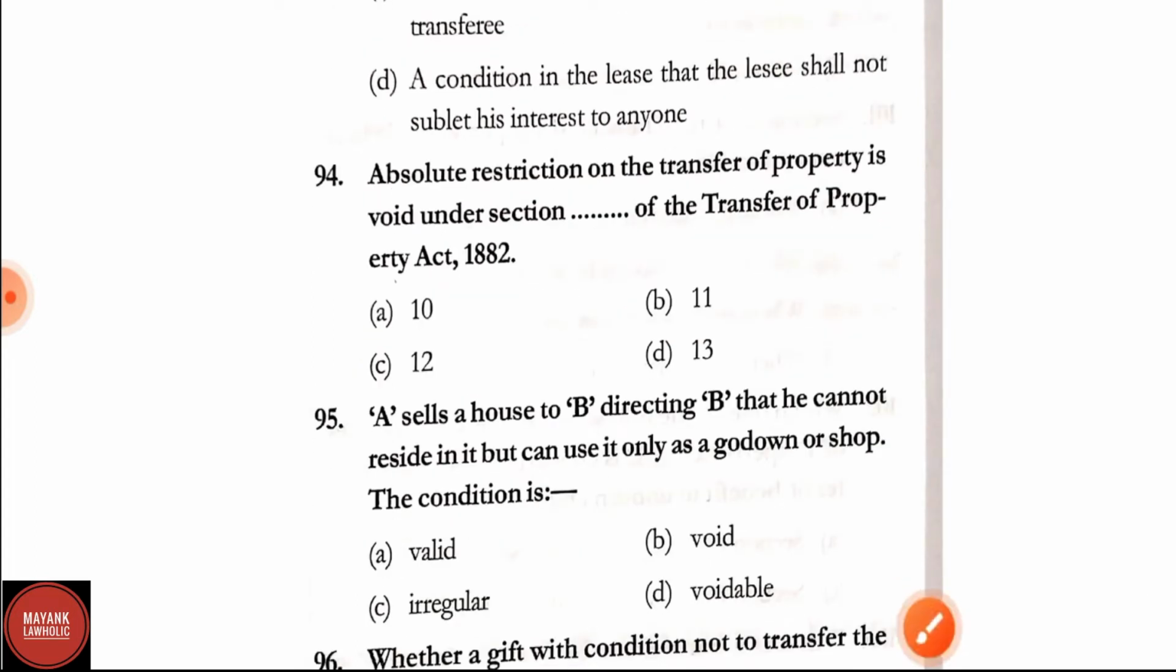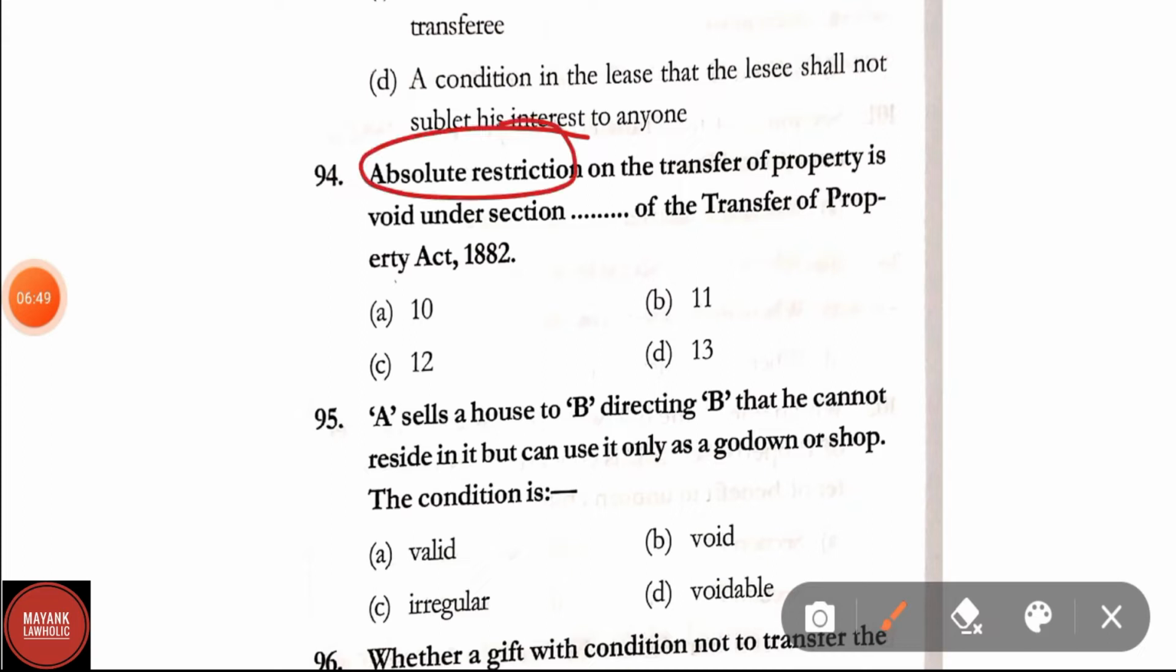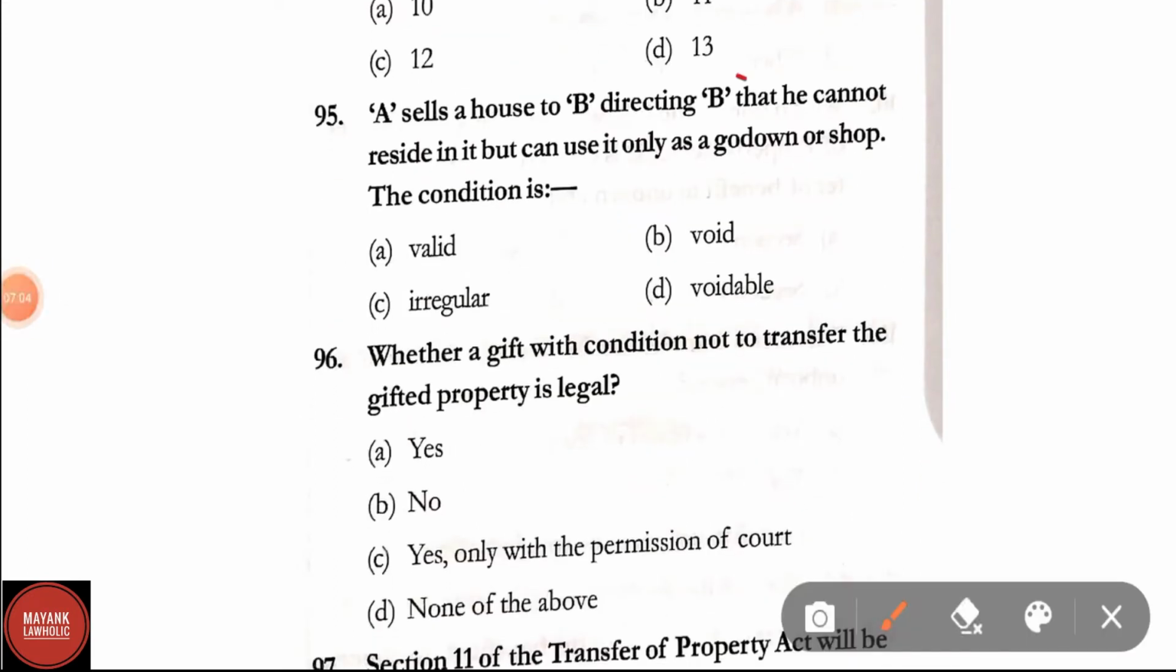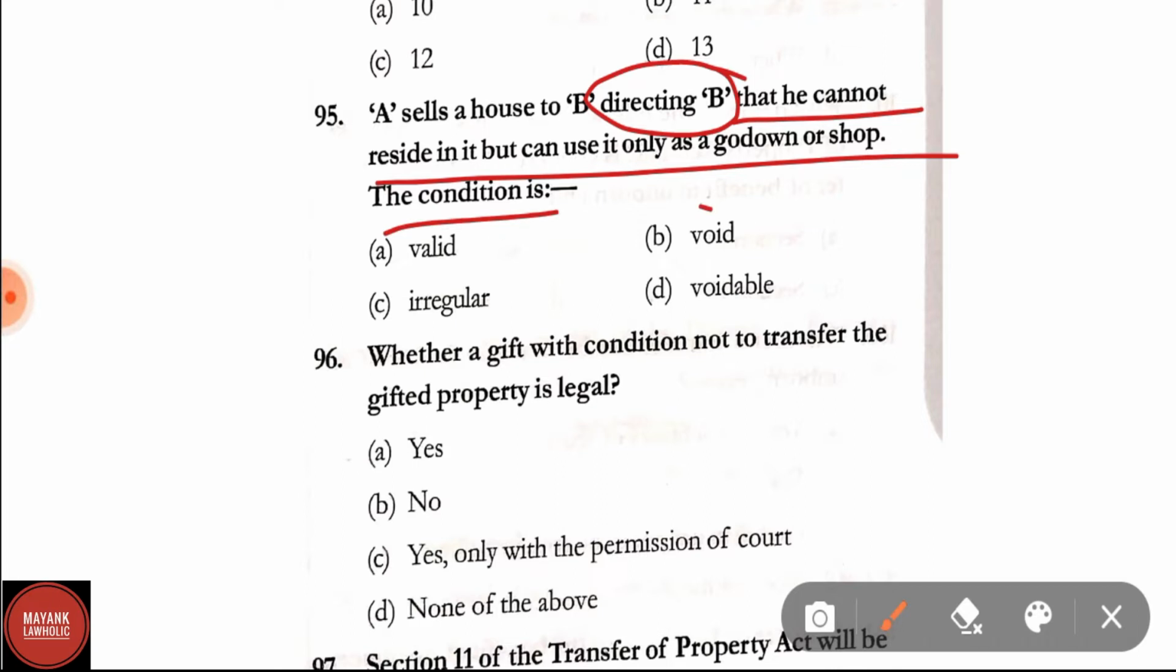Question number 94. Absolute restriction on the transfer of property is void under Section 10 of TPA. Question number 95. A sells a house to B directing B that he cannot reside in it but can only use it as a godown or shop. The condition is valid, void, irregular, voidable. Correct answer is void. Condition is void.